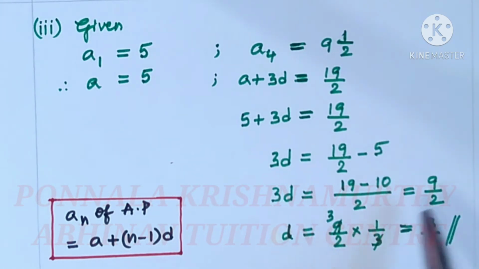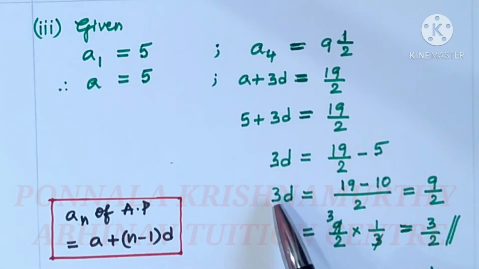Then D equal to 9 by 2 into 1 by 3. This 3 becomes 1 by 3 after coming to the right hand side. 3 3s are 9 cancel. Now D is equal to 3 by 2.